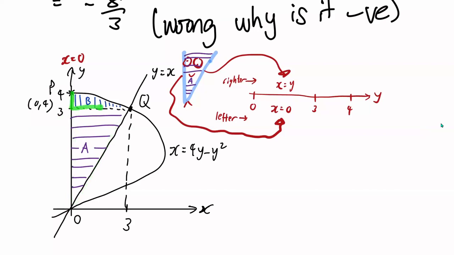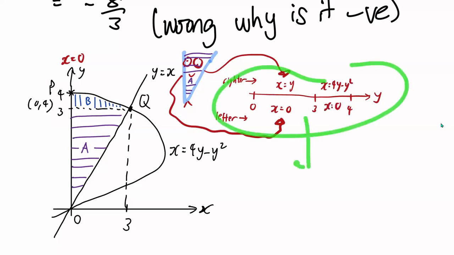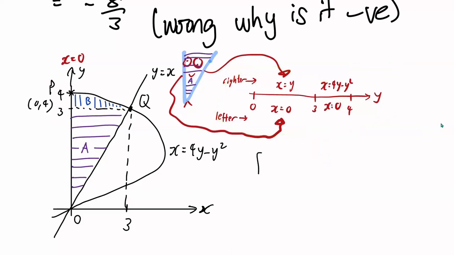Okay, how about region B? Now tell me quickly, who is the righter function? Who's the lefter function? 4y minus y squared is the righter function. Good. The left function is just x equals 0. Very good. So now that you have this diagram, you can translate it into an integral. So here, it will simply be integrate x something minus x the other thing, dy. But here, the first one is the righter function, which is y, and the second one, which is 0.